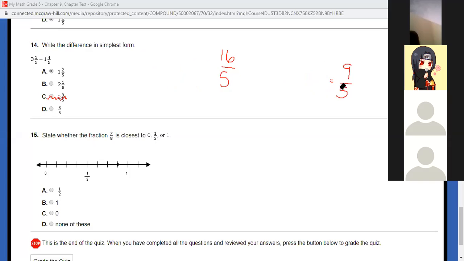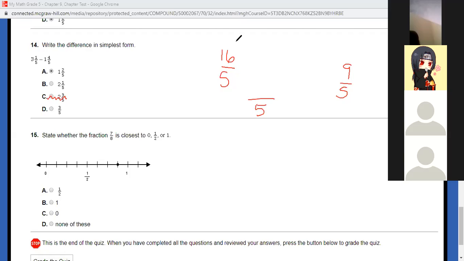Okay, all I have to do now is 16 over 5 minus 9 over 5. My common denominator is still 5, guys. So I just have to do 16 minus 9. And again, even if we borrow from here, it's still 16 minus 9. So the best thing to do is just do it with your hand.